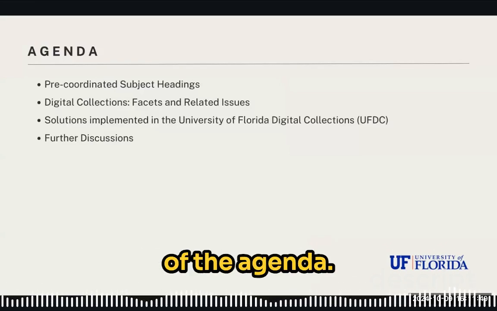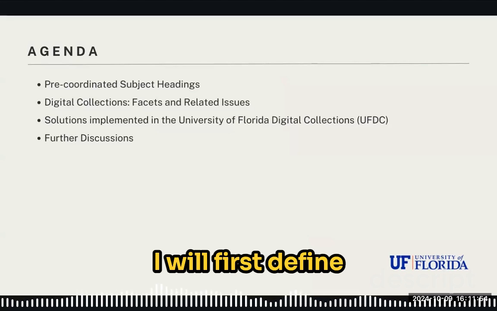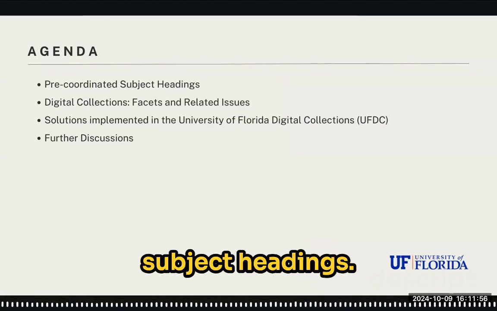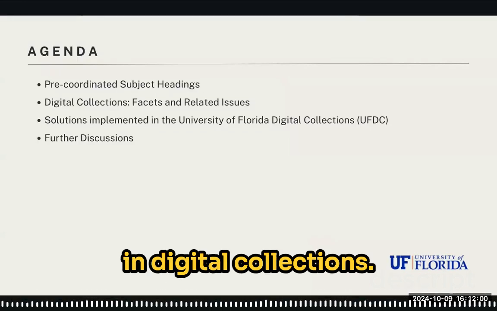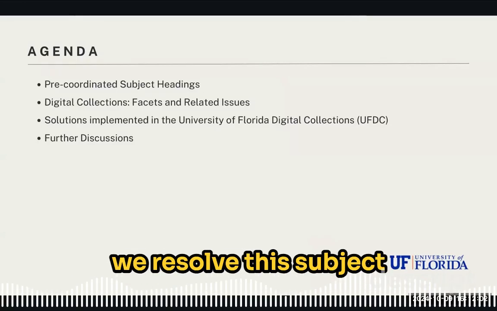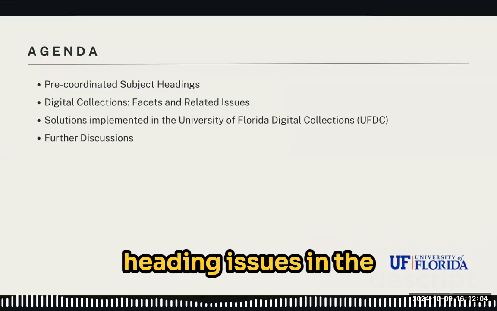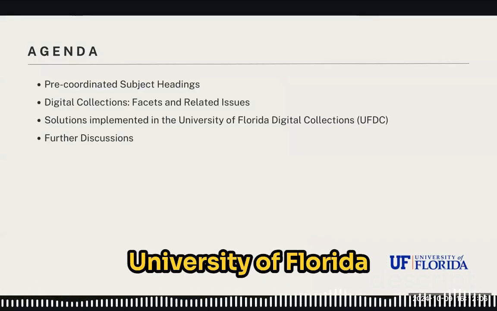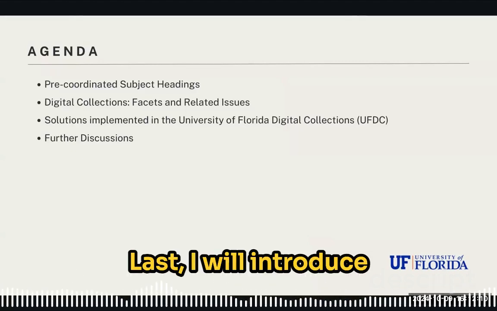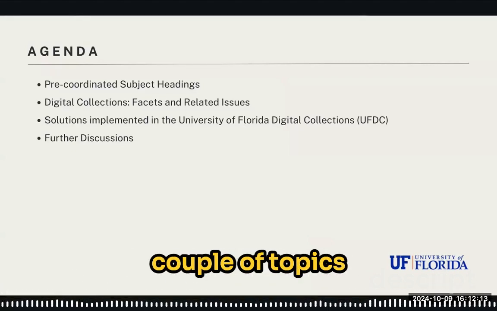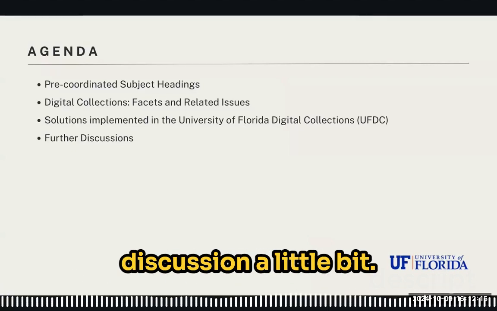Here is a rundown of the agenda. I will first define pre-coordinated subject headings and then talk about facets and related issues in digital collections. Then I will share how we resolve these subject heading issues in the University of Florida digital collection, also UFDC. Last, I will introduce a couple of topics to expand the discussion a little bit.